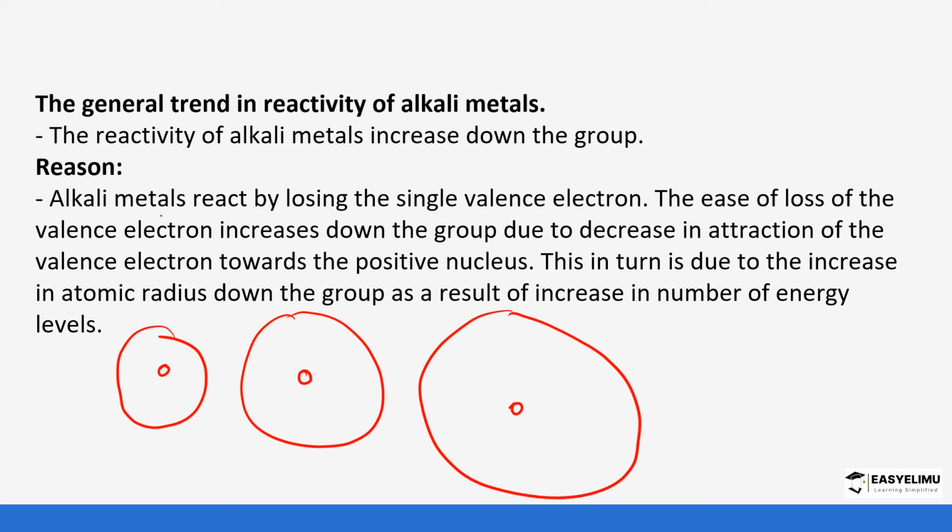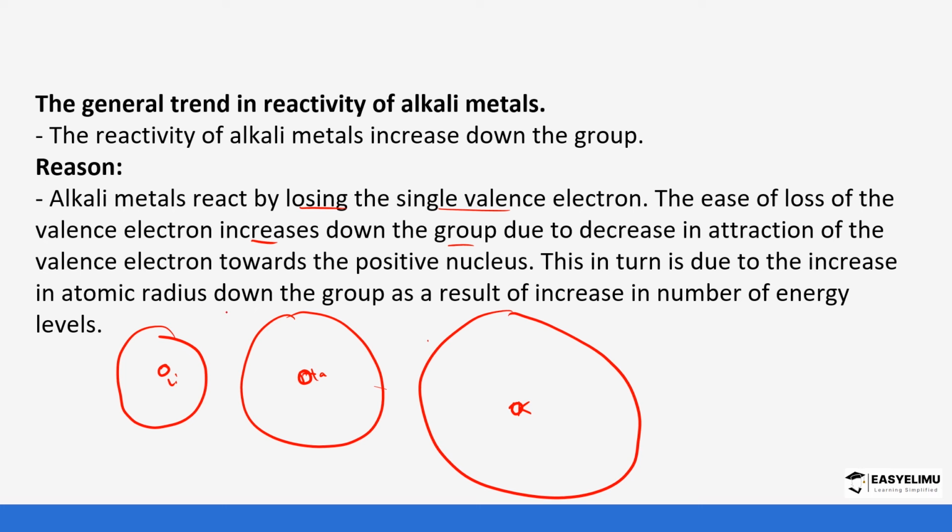So alkali metals usually react by losing a single valence electron. So when we are discussing the reactivity increasing, we are looking at how easily that outermost electron gets lost. So the ease of loss of the valence electron increases down the group. So it is easier to lose in potassium than it is to lose in sodium and in lithium.